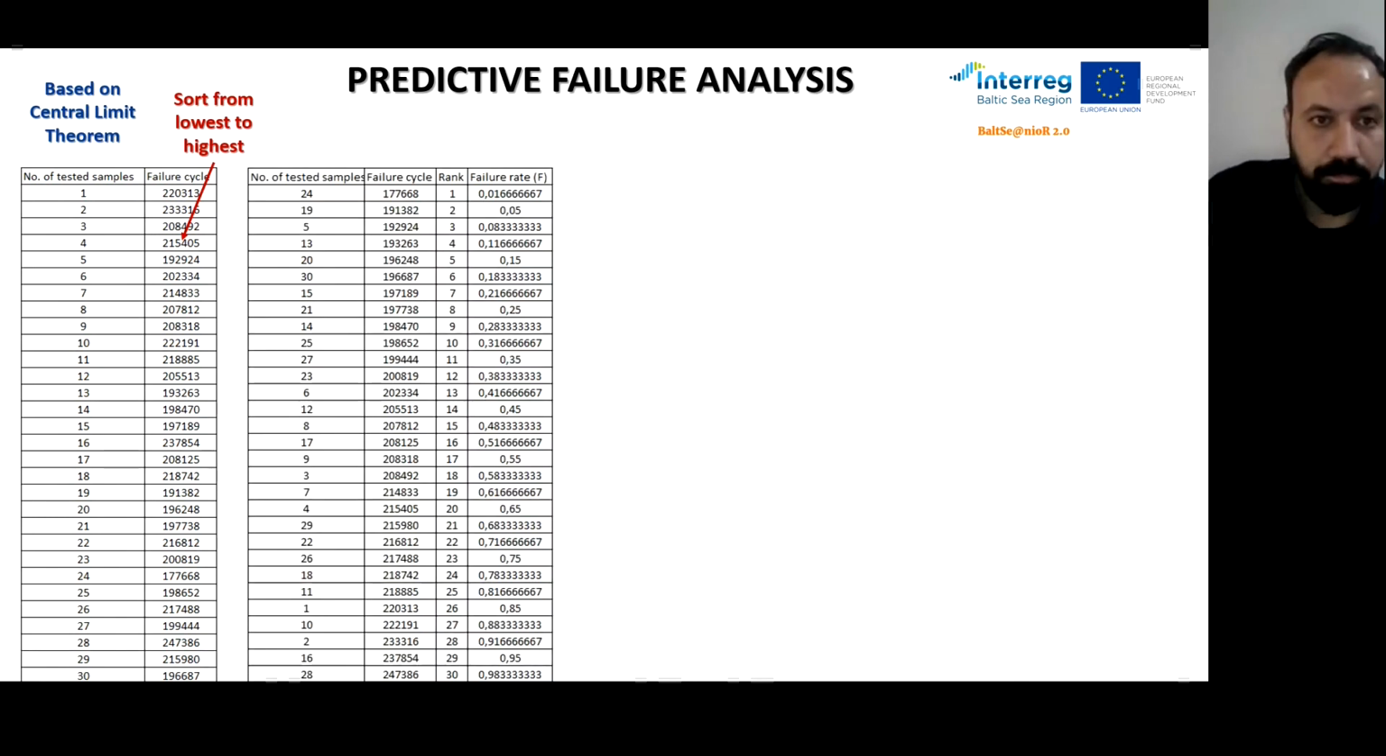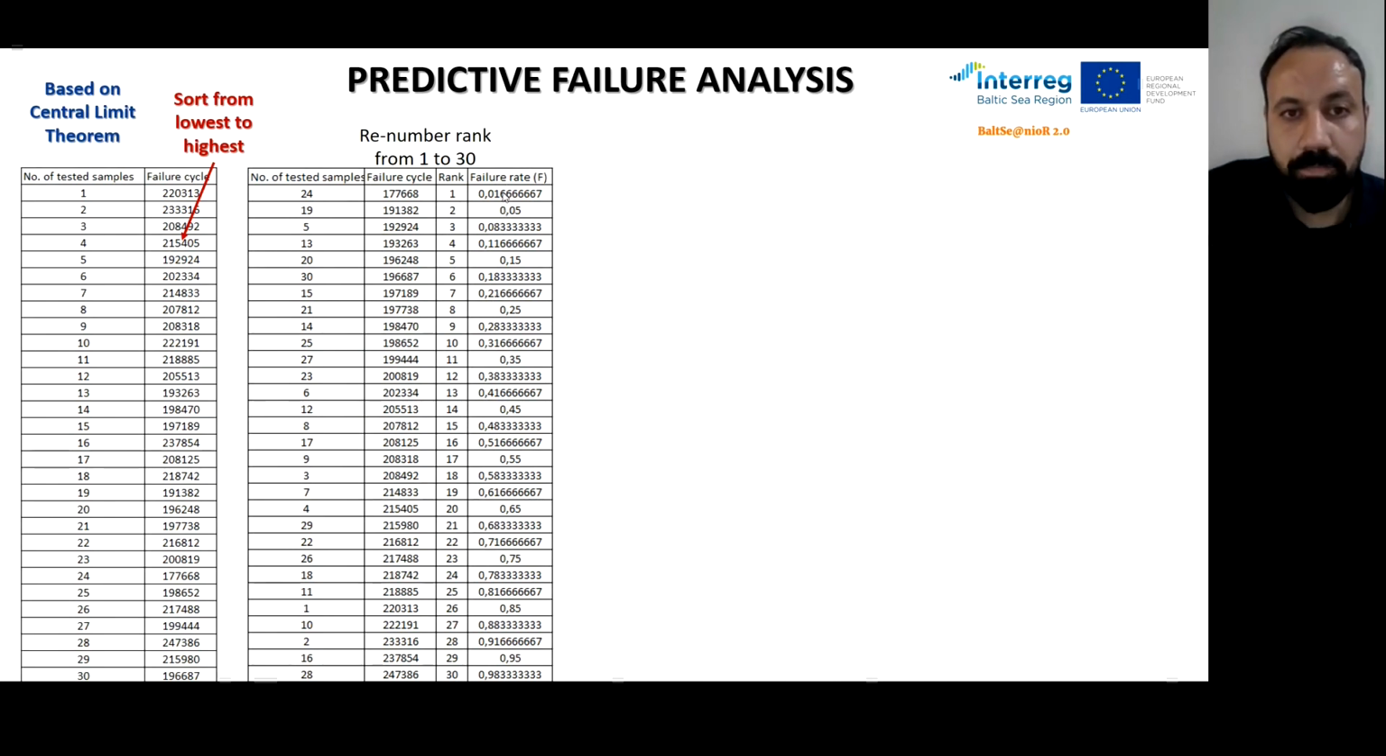If you sort them, here the lowest one is 177,668 cycles. This is my lowest value, at the 24th sample, and I rank it 1. I just re-rank my numbers here because it is important for me. I rank them from 1 to 30 again. I renumbered the range from 1 to 30.